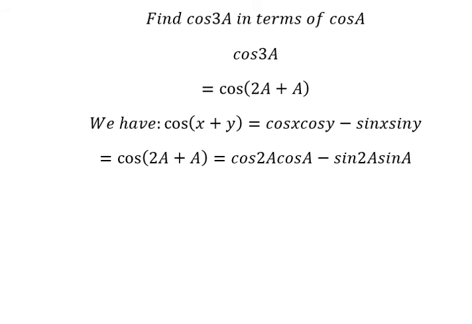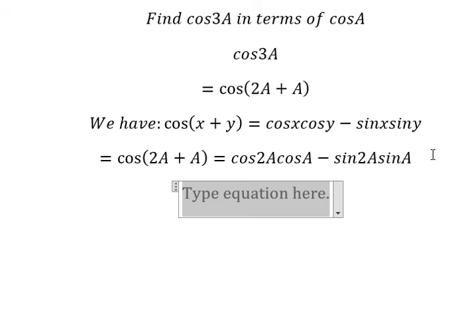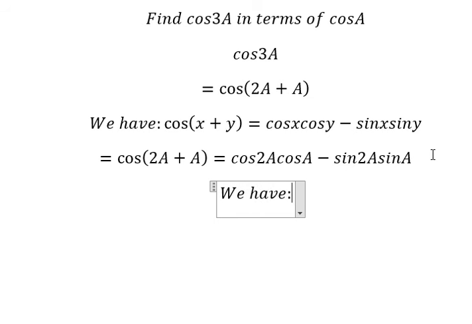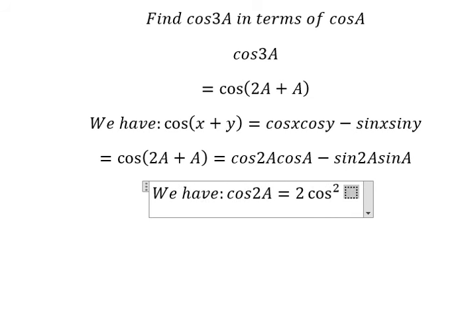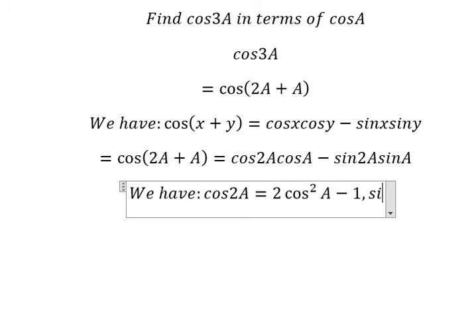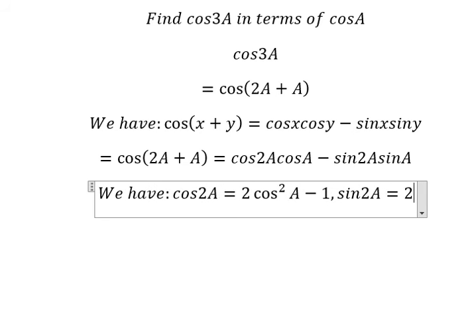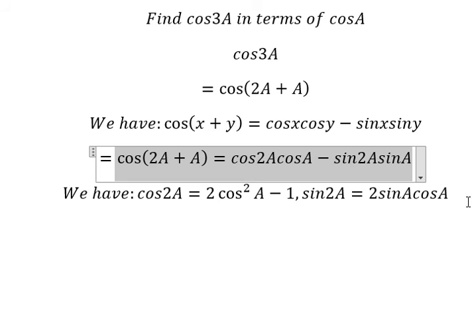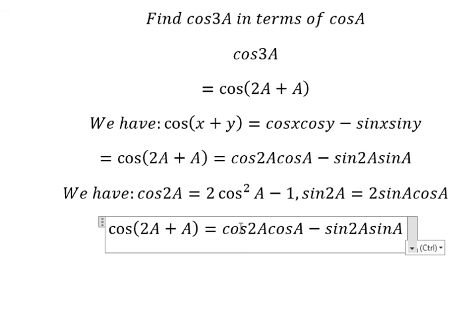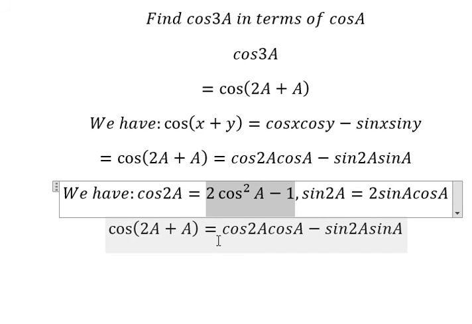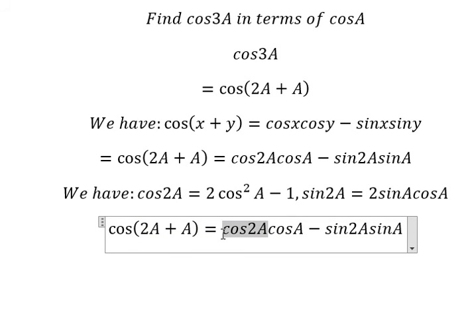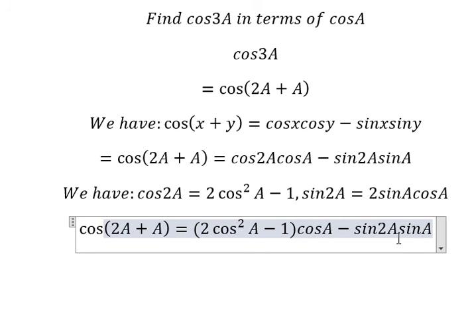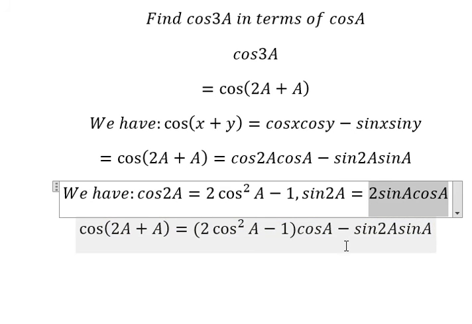In this situation, I will put in the formulas: cos 2A = 2 cos²A − 1 and sin 2A = 2 sin A cos A. So for this one here, we have cos 2A, we will change it by this one, and sin 2A is this one.